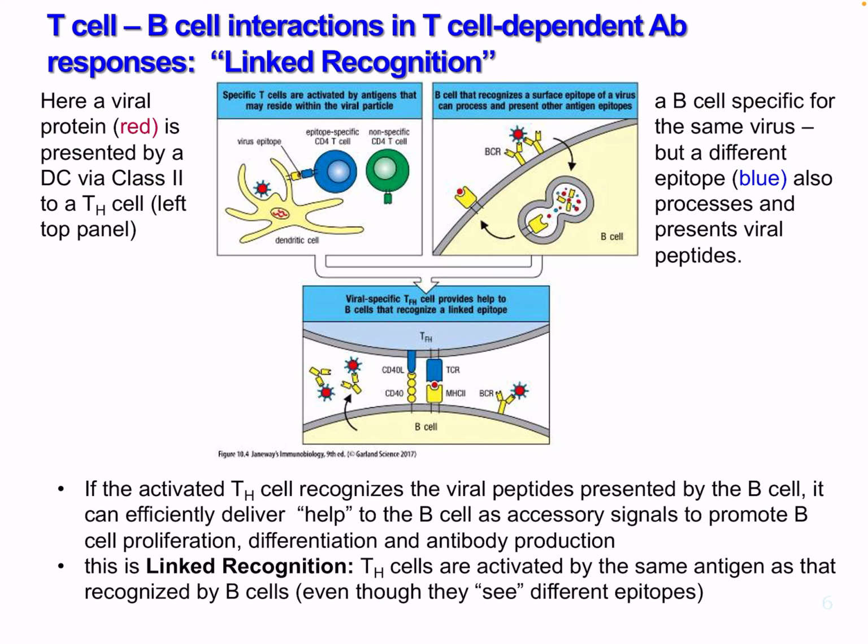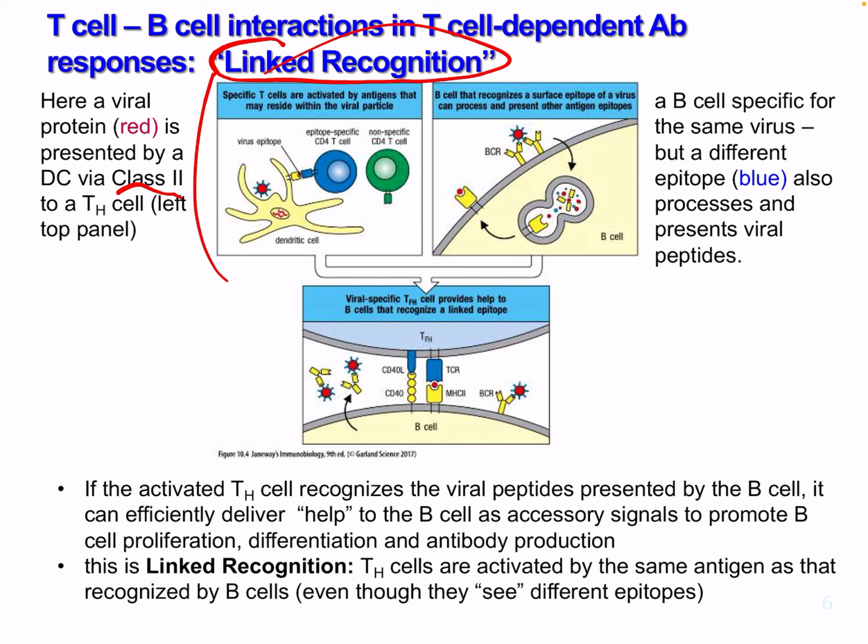In T-B cell interactions in T cell dependent antibody responses, we have linked recognition. A B cell specific for the same virus, but a different epitope, also processes and presents viral peptides. So again, they need to be specific for the same antigen, but not necessarily the same epitope. Here we can see we have a viral protein in red. It's presented by a dendritic cell via class 2 MHC to a T helper cell.